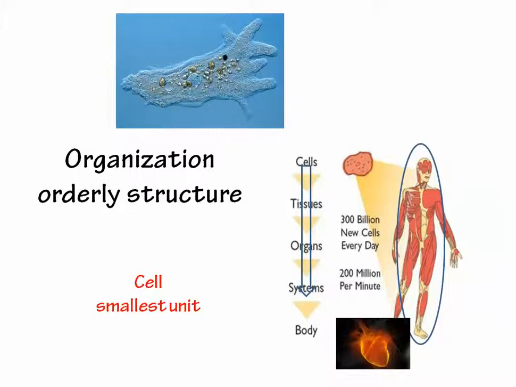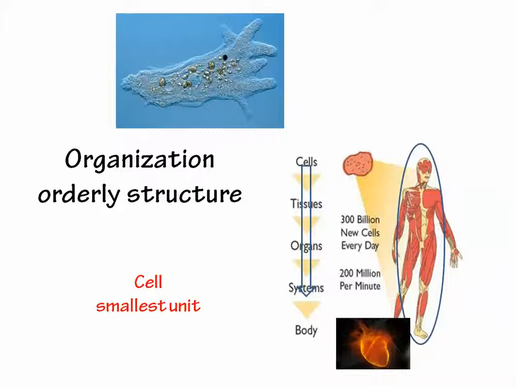The cell is the smallest unit. All organisms are made of cells. Unicellular, multicellular, they're all made of cells. It is the smallest unit of structure, the basic unit of life. You might hear it referred to as that.